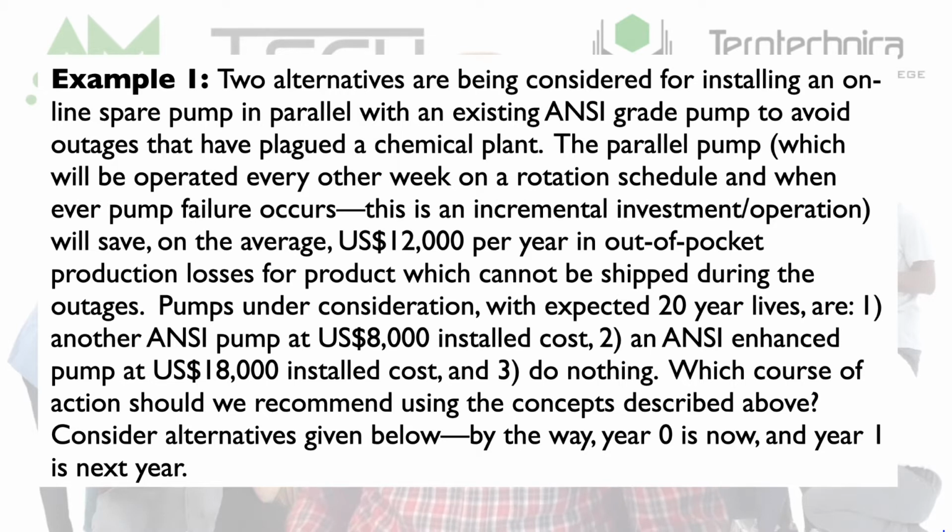Pumps under consideration with expected 20-year lives are: firstly, another ANSI pump at $8,000 installed cost; second, an ANSI enhanced pump at $18,000 installed cost; and third, a do-nothing situation. Which course of action should we recommend using the concepts described above? Consider the alternatives given below. By the way, year 0 is now, and year 1 is next year.